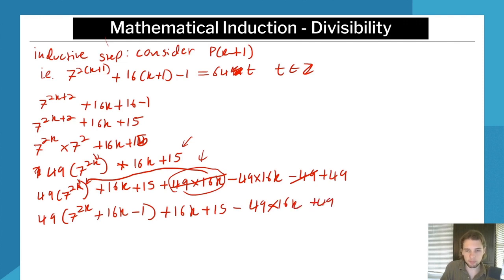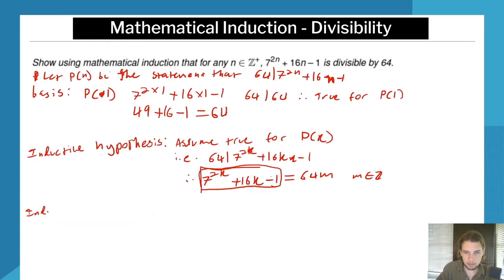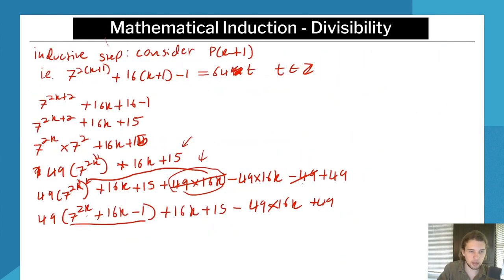It's 49. Okay. So now we have this here, which is exactly the same as this expression here. And we know that this expression is equal to 64m. We know that it's divisible by 64. So we can put 49 times 64m, and it's still equal. Now we can move these terms together. So we have a 16k, then we have minus 49 times 16k. So that equals minus 48 times 16k. And then we have a 15 plus 49, which conveniently equals 64.